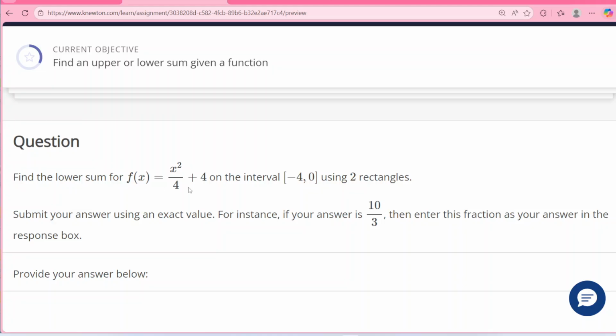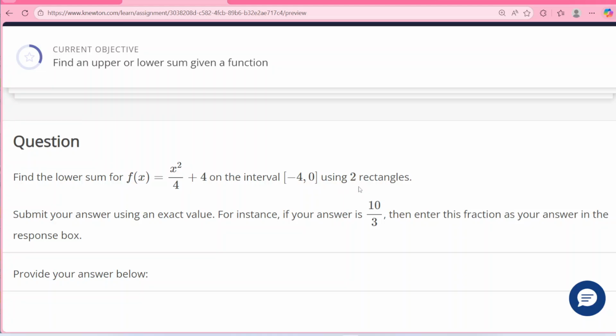So as a quadratic from negative 4 to 0, this would be a parabola opening up. The vertex would be at 0, 4. So, from negative 4 to 0, if it's opening up, this would be to the left of the center, the left of the axis of symmetry. So it'd be a decreasing function over this interval. So the highest point will always be at the left end.